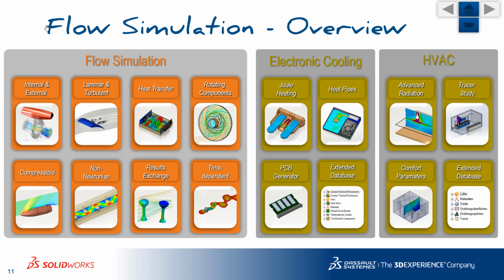And then you have 2 modules that you can add on to it to add to the capabilities. So you have electronics cooling and HVAC. Electronics cooling includes things like joule heating, heat pipes, a more accurate PCB layup for the materials, and then an extended database that includes a lot of things that people designing electronics boxes might need to know. And then same thing with HVAC. You have this for advanced radiation, tracer studies, and comfort parameters, and again, an extended database there.